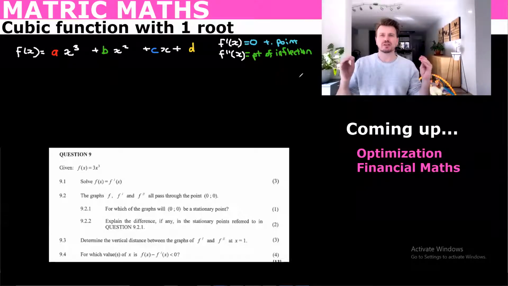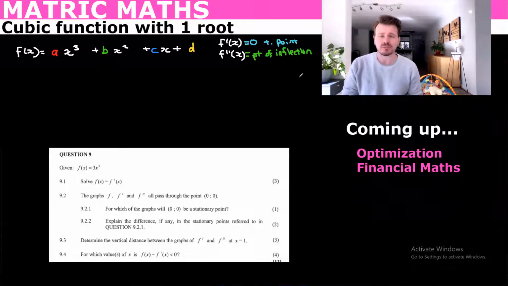Today we are going to be doing cubic functions, and I want to look at cubic functions when they just have one root. So first of all, I'm going to show you briefly what a normal cubic function with three roots would look like. And in the last video, we actually saw an example where we had a cubic function with two roots. And then finally, we'll look at the option with just one root. And then we will do this past paper question from 2019.